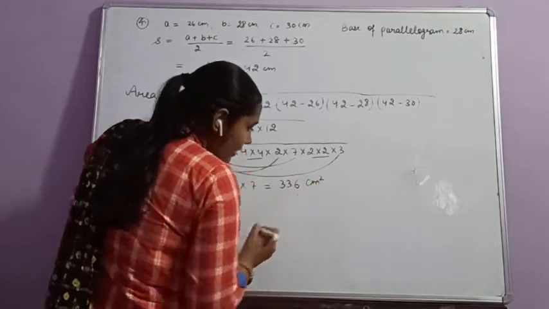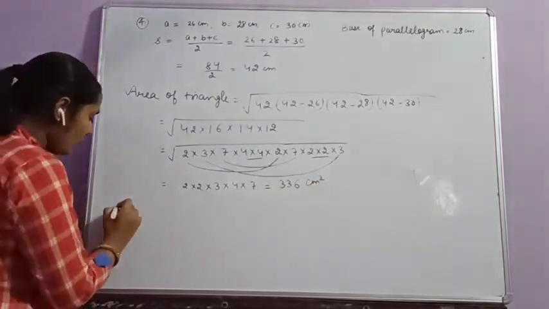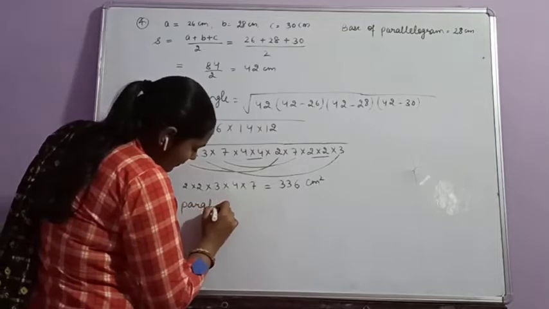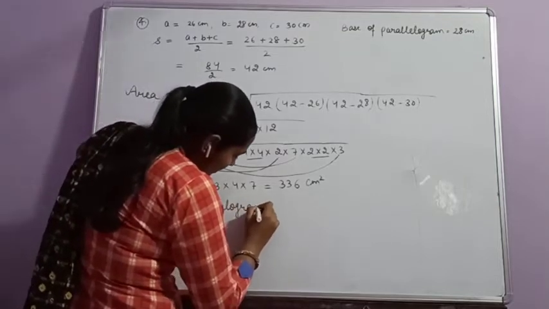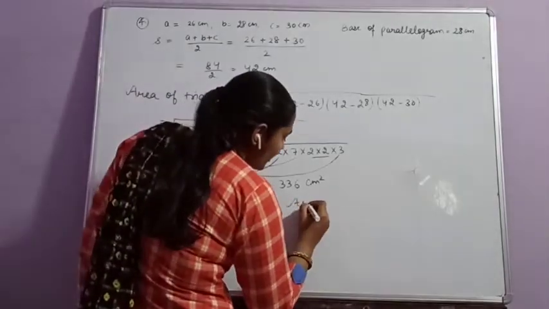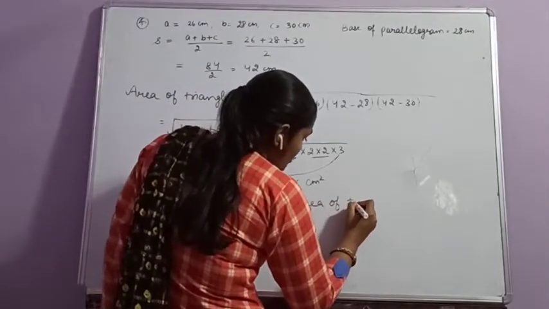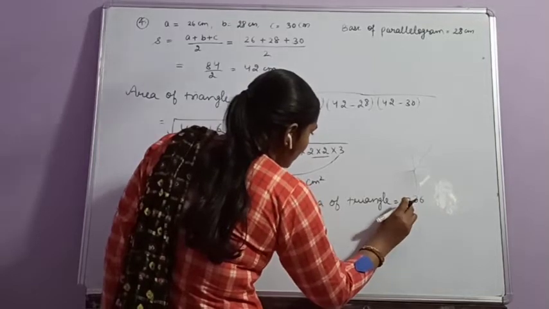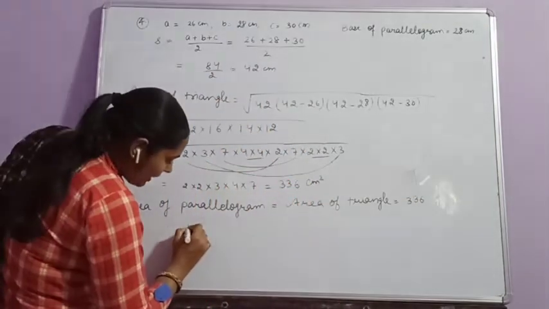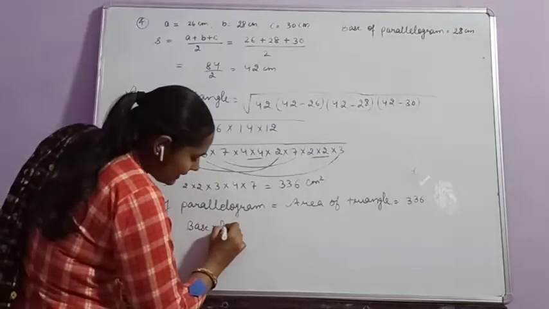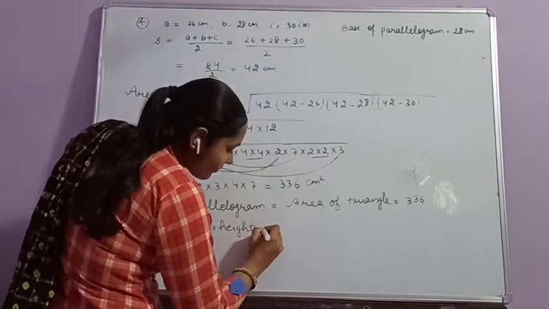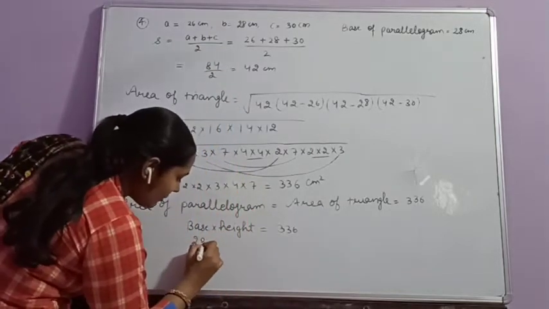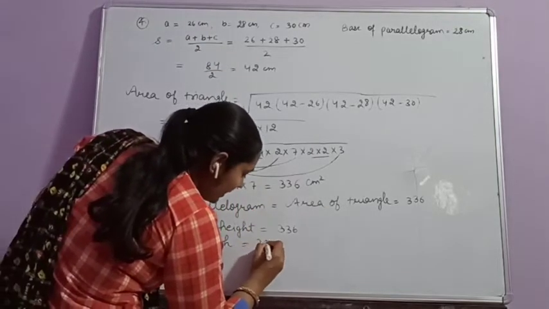336 square centimeter. Clear? And we know that area of parallelogram is equal to area of triangle. क्वेश्चन में आपको गिवन है कि ट्रायंगल और पैरेललोग्राम का जो एरिया है वो इक्वल है, दैट इज इक्वल टू 336 स्क्वायर सेंटीमीटर. फॉर्मूला फॉर एरिया ऑफ पैरेललोग्राम, दैट इज इक्वल टू बेस मल्टीप्लाई विद हाइट, दैट इज इक्वल टू 336. बेस इज गिवन, दैट इज इक्वल टू 28 मल्टीप्लाई विद हाइट, दैट इज इक्वल टू 336.